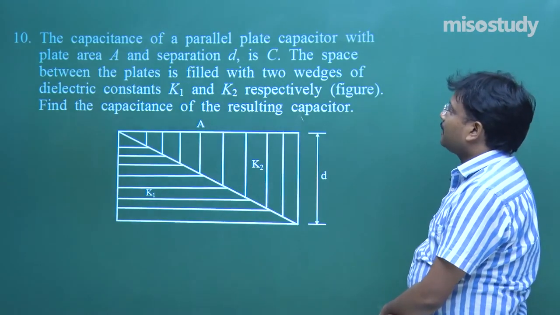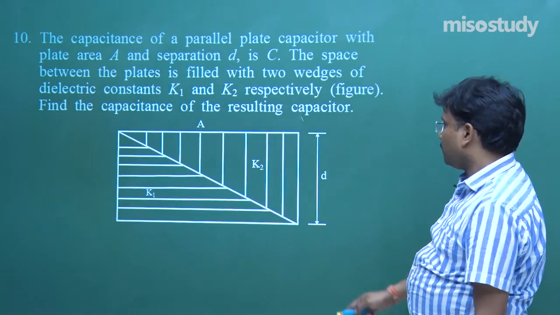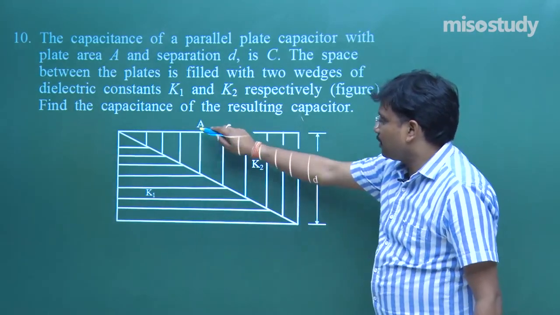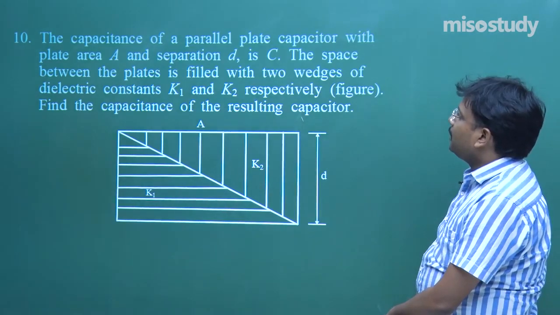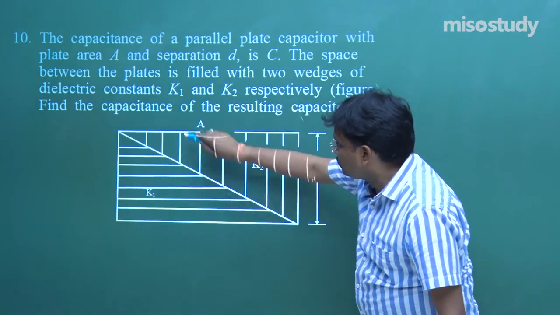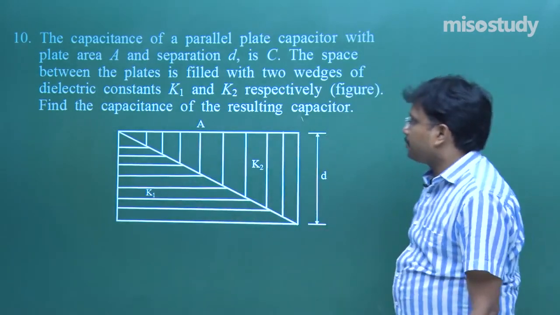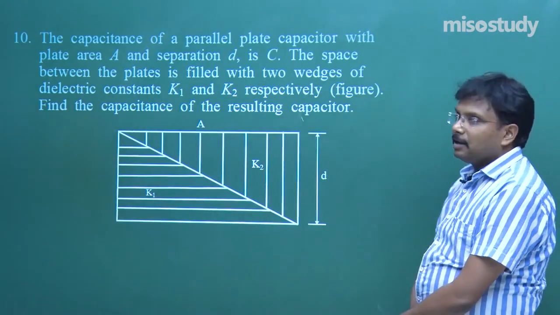Capacitance of a parallel plate capacitor with plate area A and separation D is C. This is D and this is A, the plate area. The space between the plates is filled with two wedges of dielectric constant K1 and K2. This is K2 and this is K1. Two types of dielectric slabs are inserted. Find the capacitance of the resulting capacitor.